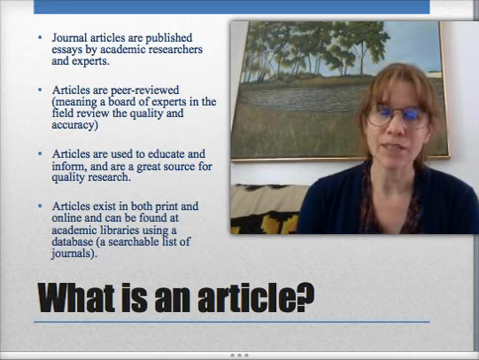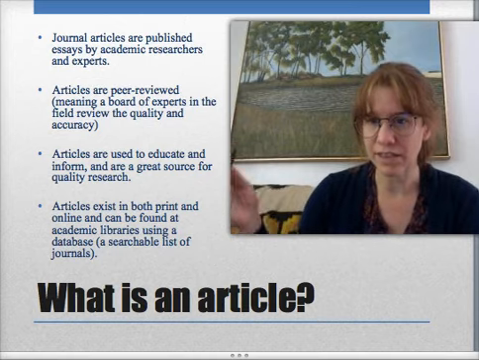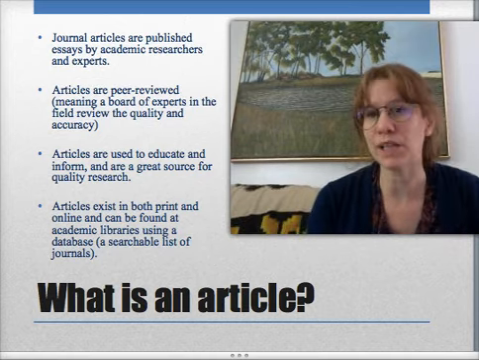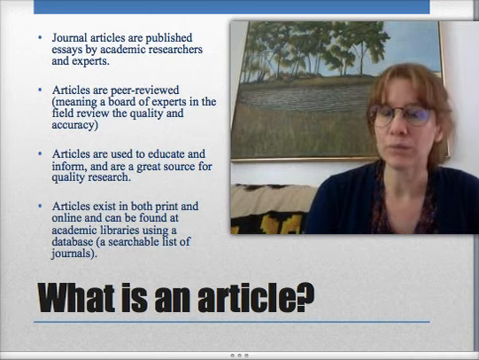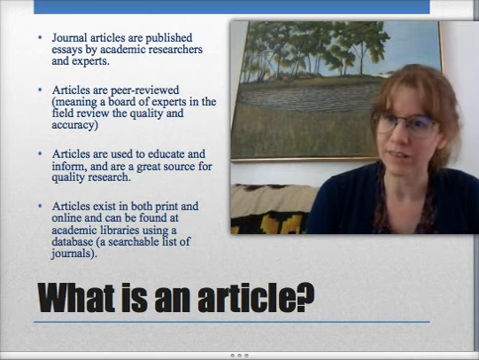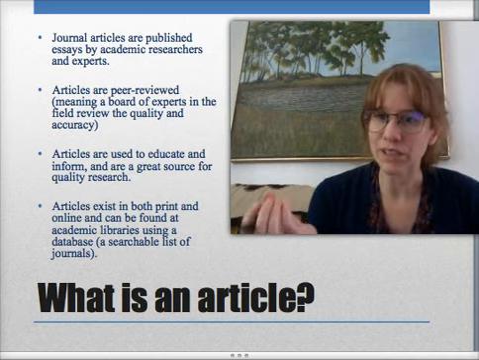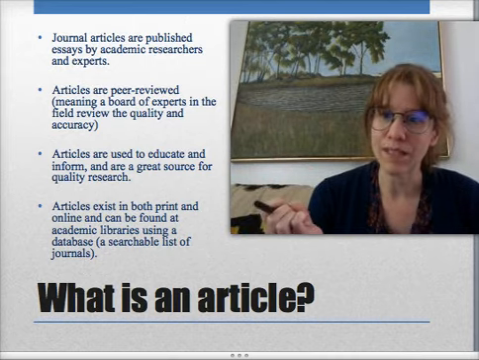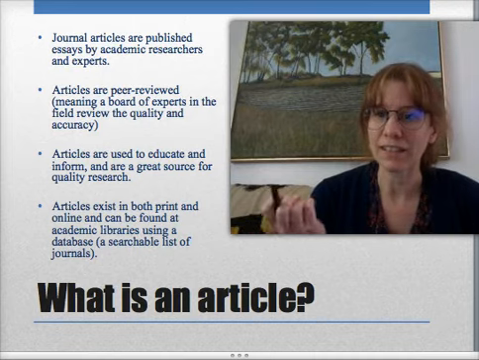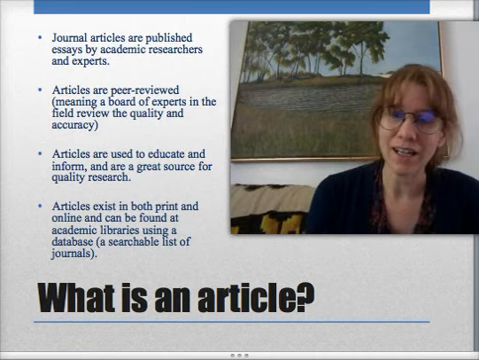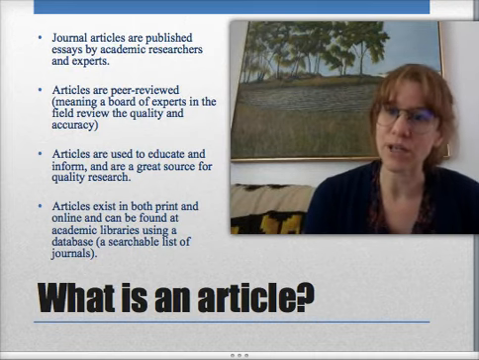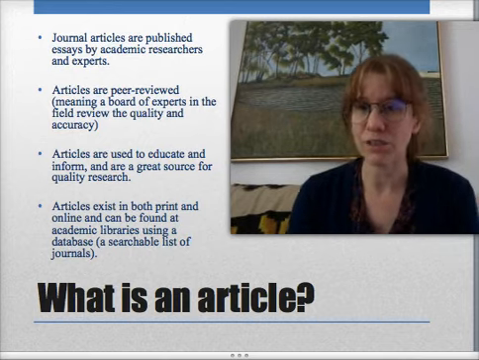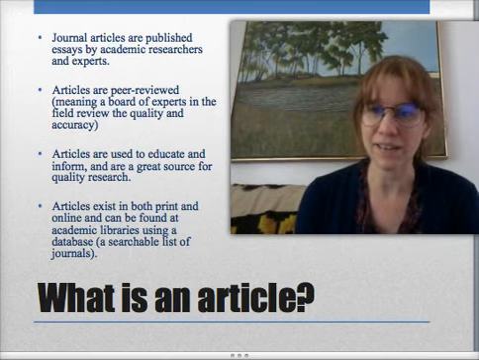So it has a high standard for accuracy, unlike a Wikipedia page, which can be edited by anybody, and the information can be incorrect. Journal articles really scrutinize the information that's published, and that's how you know you can get quality information through journal articles, because there's such a high standard amongst the community of researchers to make sure that information is accurate.